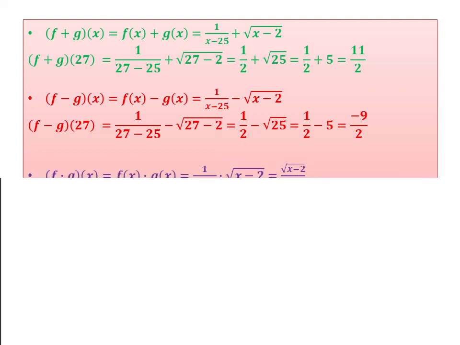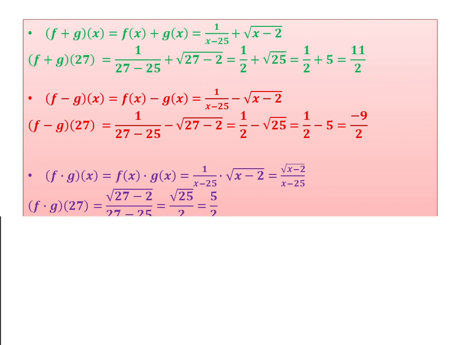Next, we find f times g of x. This is equal to f of x times g of x. We multiply the two functions, 1 over x minus 25 times square root of x minus 2. And we substitute for each x by 27, so we get square root of 27 minus 2 in the numerator, while in the denominator we have x minus 25, substituting for 27, so we have in the denominator 27 minus 25. We arrive at f times g of 27, which is equal to 5 over 2.